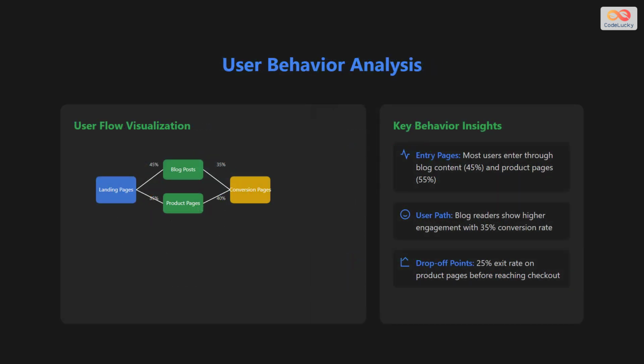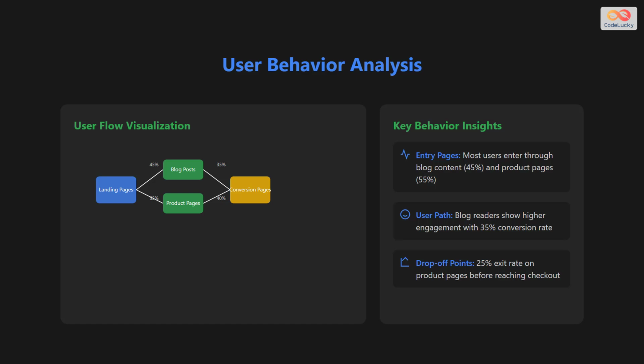Let's analyze user behavior. Here is the user flow visualization diagram. It illustrates how users interact with your website, from landing pages to blog posts, product pages, and finally conversion pages. The user flow starts from the landing pages and then splits to either blog posts or product pages, then both the blog and product pages end up at the conversion pages.